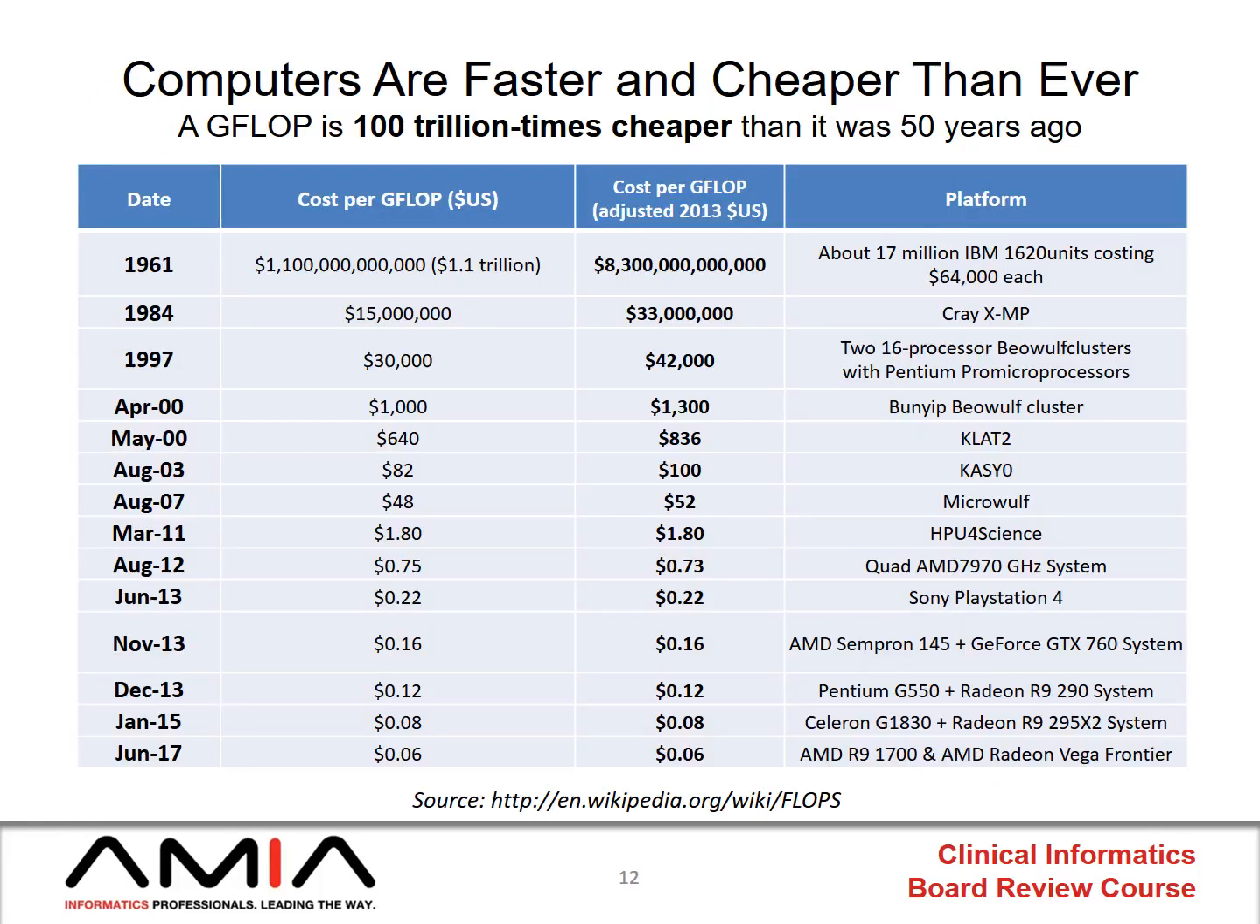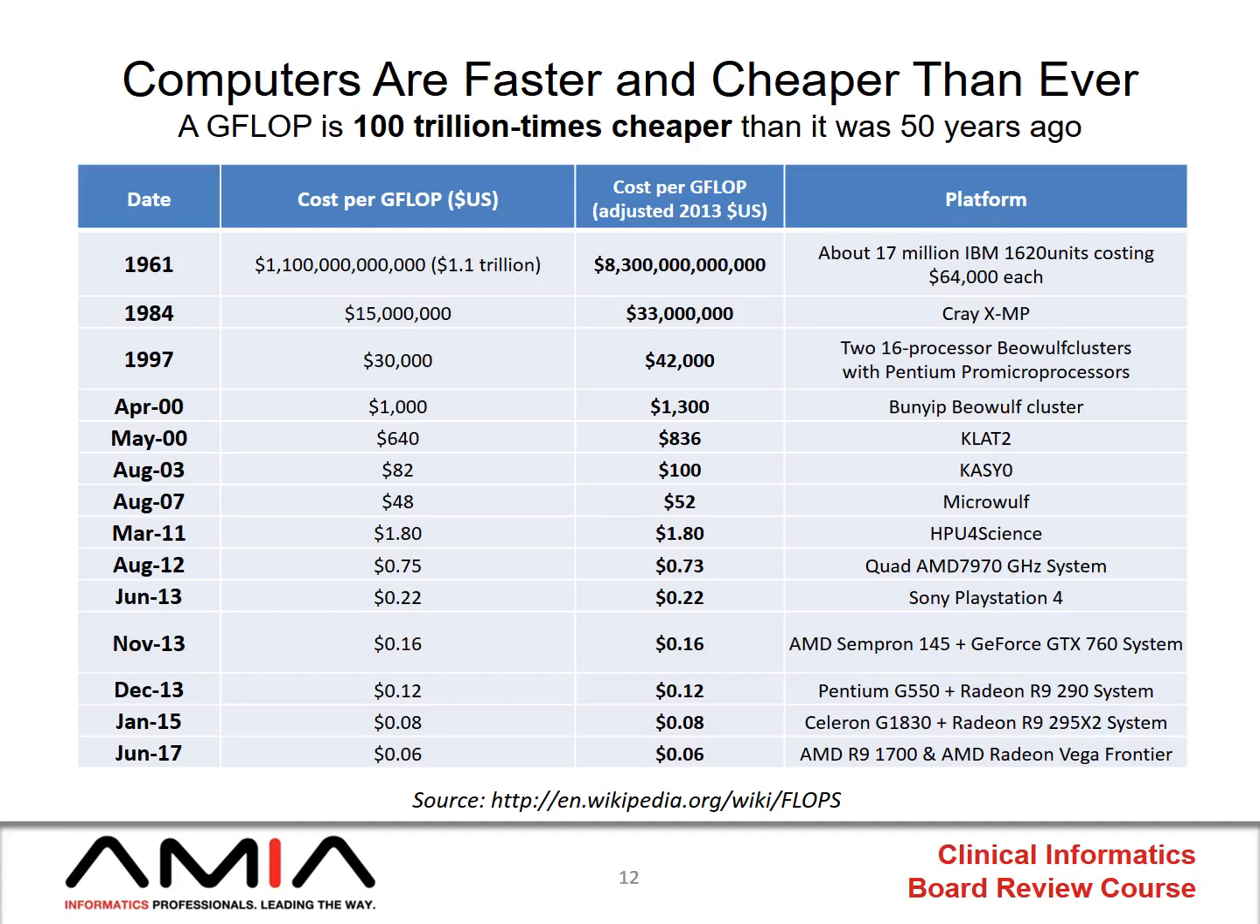And this is the statistic that should blow your mind. It absolutely blew my mind, that a gigaflop today is 100 trillion times cheaper than it was 50 years ago. In other words, to build a computer that can perform a gigaflop of calculations per second is 100 trillion times cheaper, adjusted for inflation. So back in 1961, the first computer that could perform a gigaflop operation was this IBM 1620 unit, and you needed 17 million of them at a cost of $64,000 each.